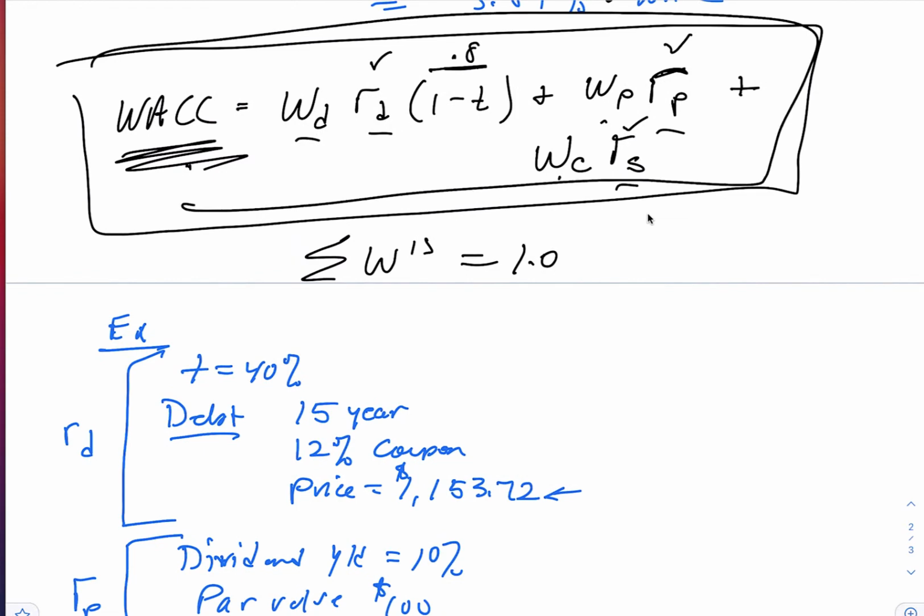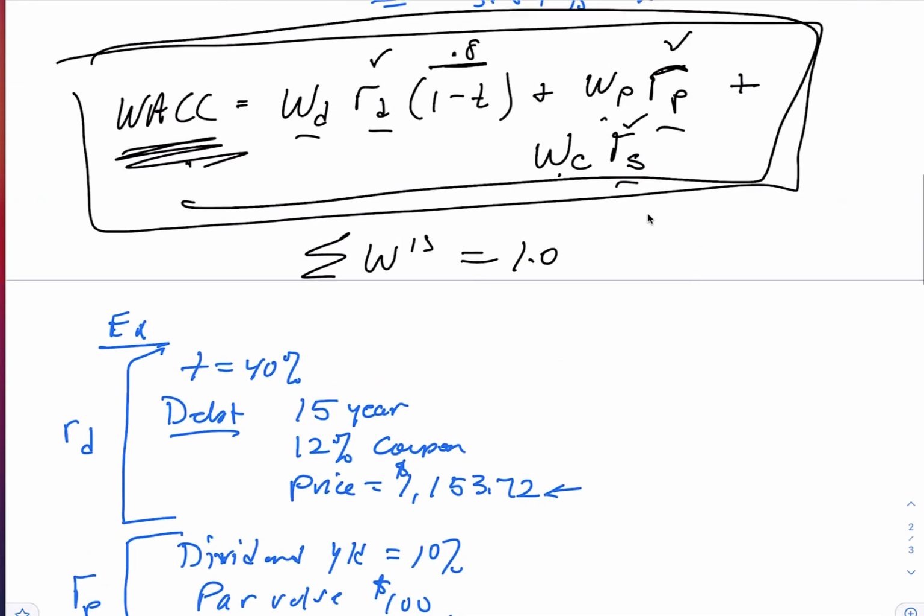Okay, like I said, we need to calculate RD, RP, and RS. So let's go through it. First, we need to know what RD is. RD is the yield to maturity. It's the cost of debt.